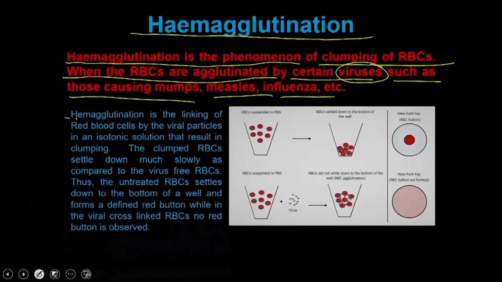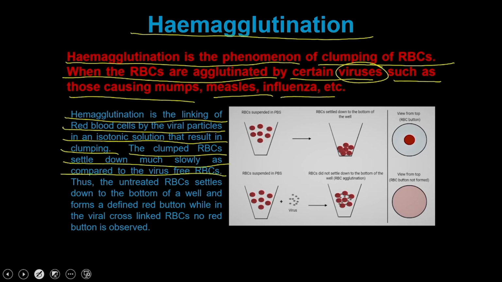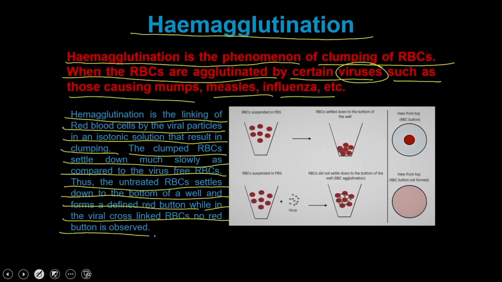So, hemagglutination is the linking of red blood cells by virus particles in an isotonic solution that results in clumping. The clumped RBCs settle down much more slowly as compared to virus-free RBCs. Thus, the untreated RBCs settle down to the bottom of a well and form a defined red button, while in the virus cross-linked RBCs no red button is observed.